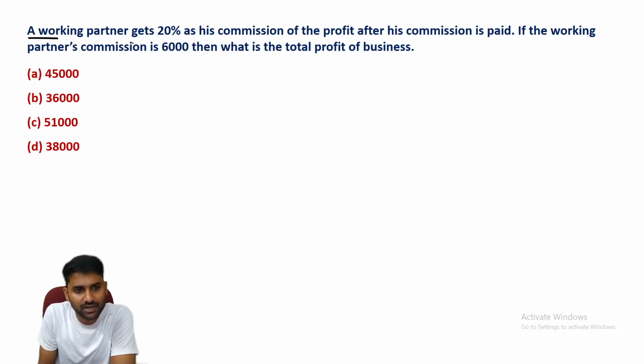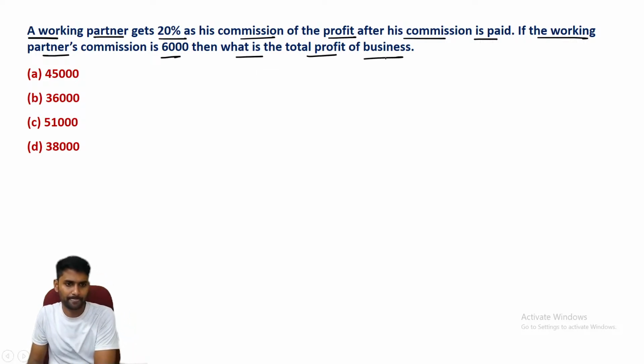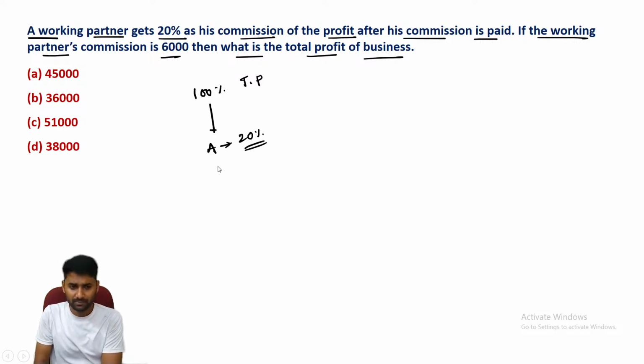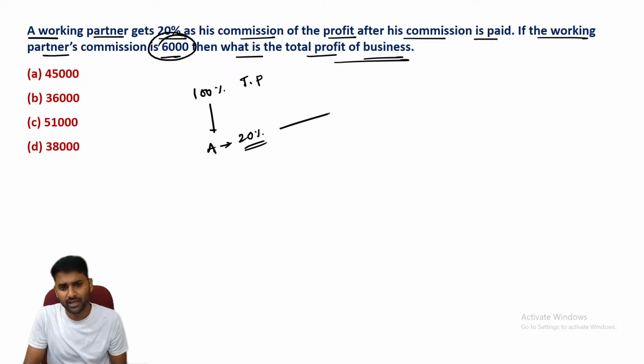See this information. A working partner gets 20% commission of the profit. After his commission is paid, the working partner's commission is 6,000. What is the total profit in the business? They clearly mention that whatever the total profit, A as a working partner will get 20% as commission. The working partner's commission is exactly equal to 6,000. What is the total profit?